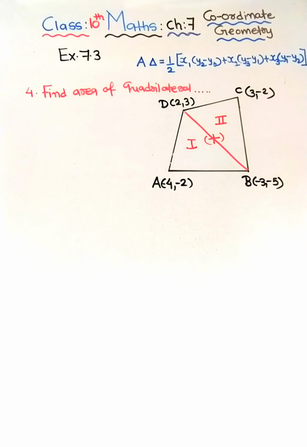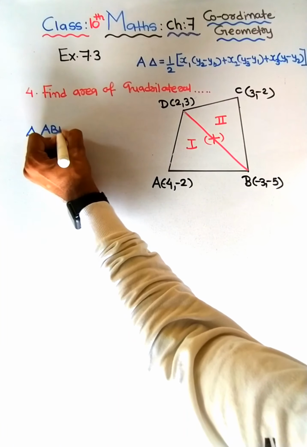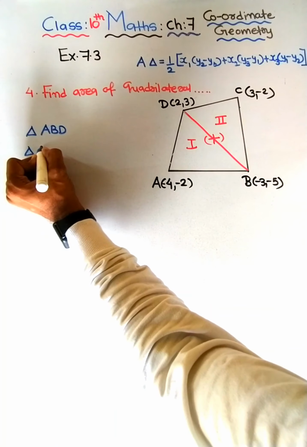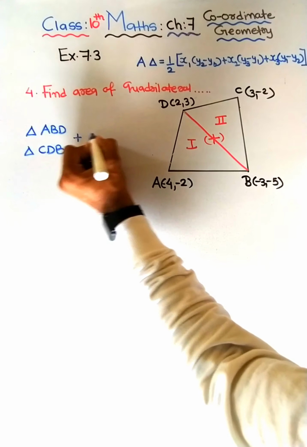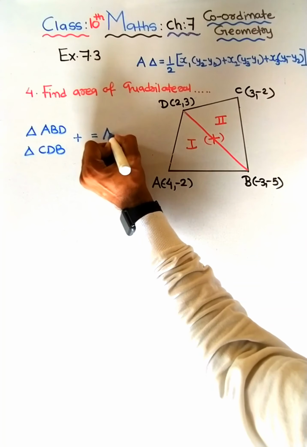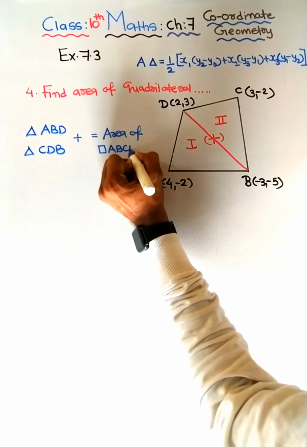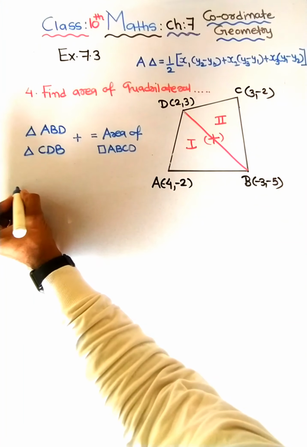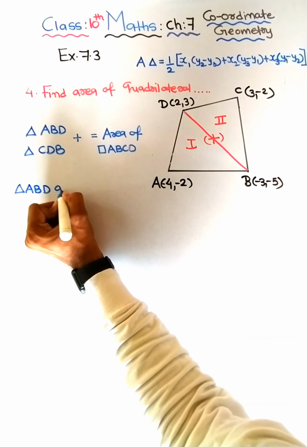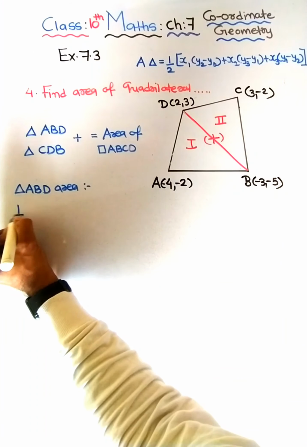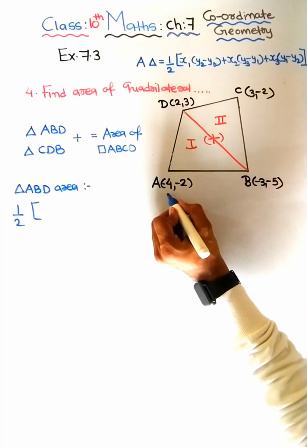So now we have two triangles, that is triangle ABD and triangle CDB. If we add both the areas, we will get the area of quadrilateral ABCD. So now let us find out the area of triangle ABD. Here we will go according to the formula. A, B and D, these 3 points we have to take.